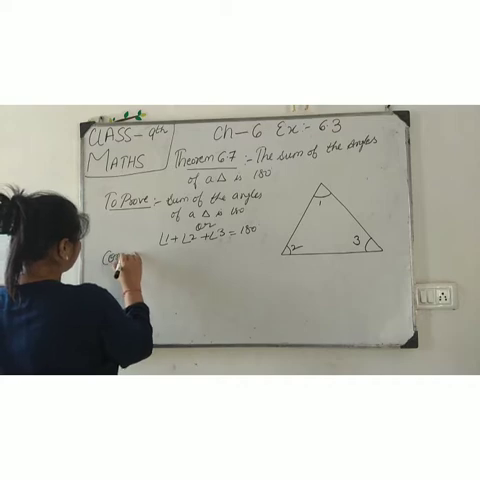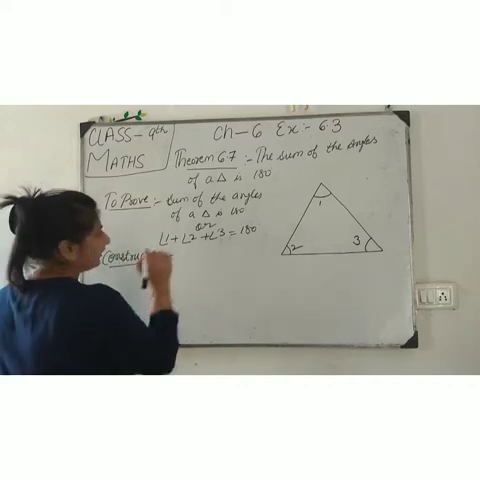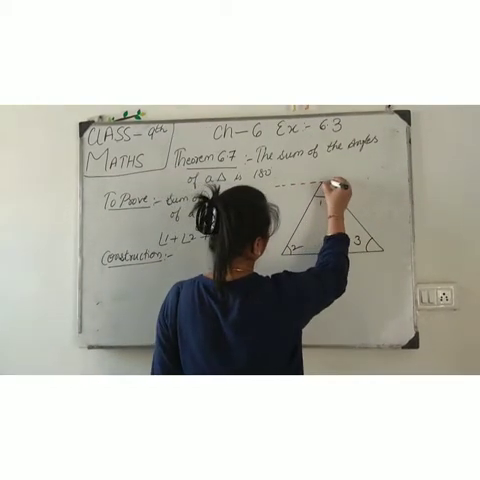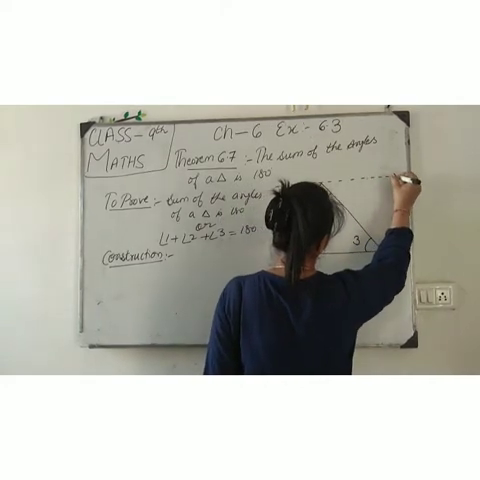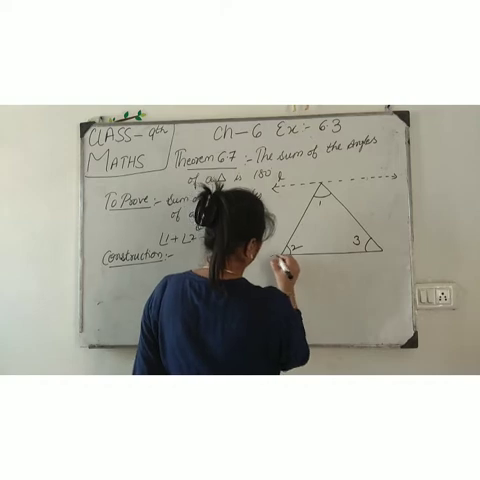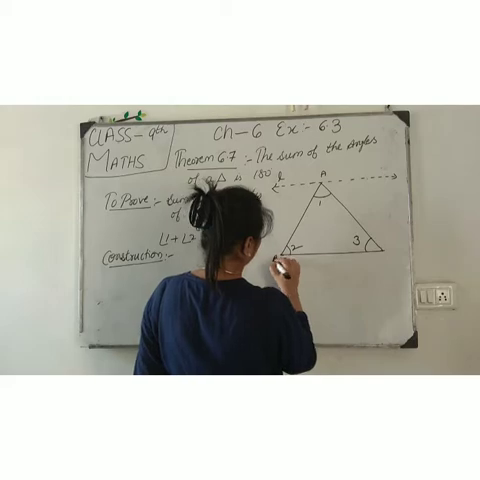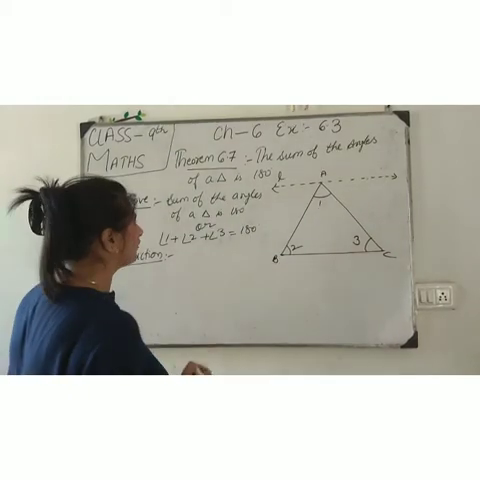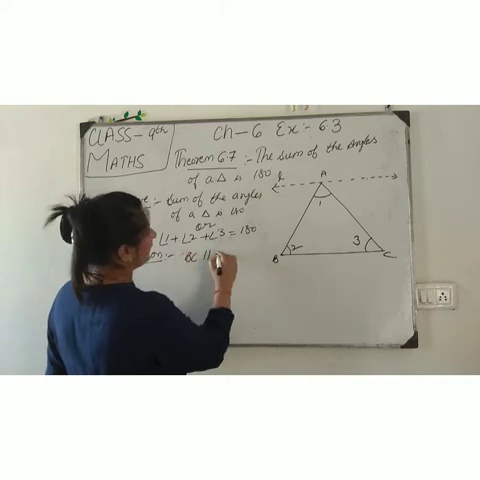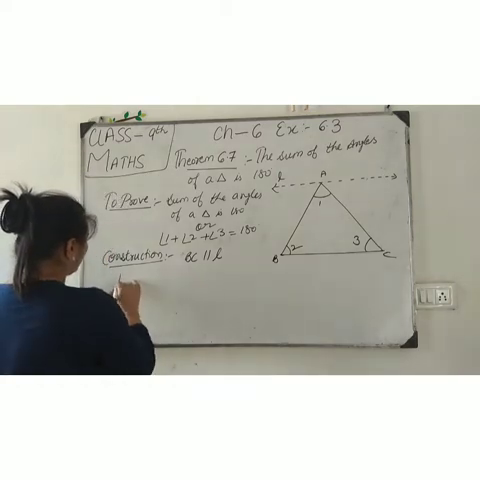And construction: I construct a line, name is L, parallel to BC. Construction: BC parallel to L. Now is it clear to us? Now start the proof.